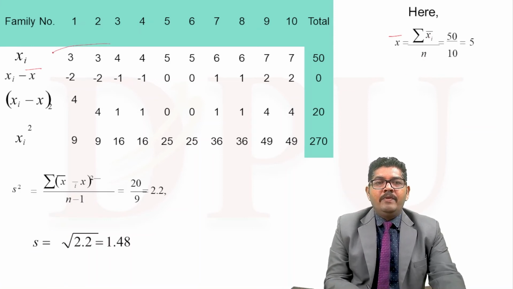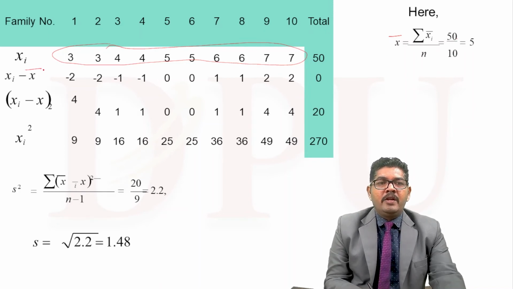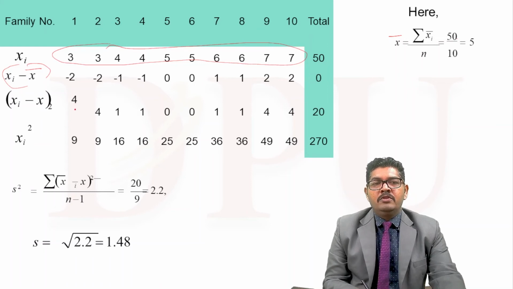So addition of all these values is equal to 50. So 50 divided by 10 is 5, right? Then we got the x bar value. Now we can calculate deviation. Deviation is the difference between individual values and the x bar value. So 3 minus 5 is minus 2, 3 minus 5 is minus 2, 4 minus 5 is minus 1, 4 minus 5 is minus 1, 5 minus 5 is 0, 5 minus 5 is 0, 6 minus 5 is 1, and so on. So we got deviations. Addition of deviation is always equal to 0 when it is calculated about arithmetic mean.